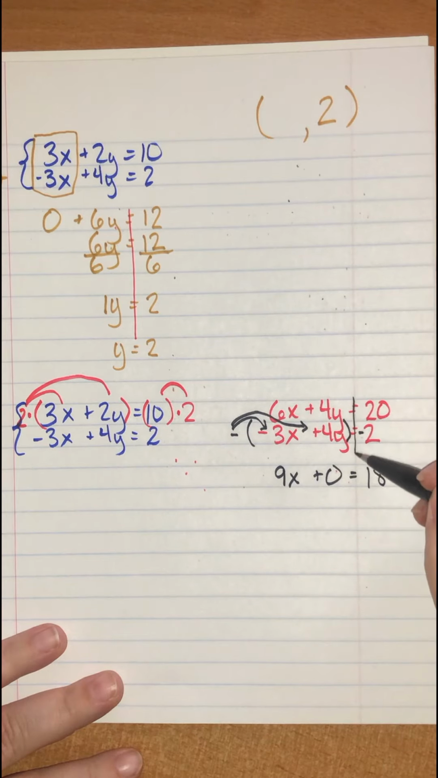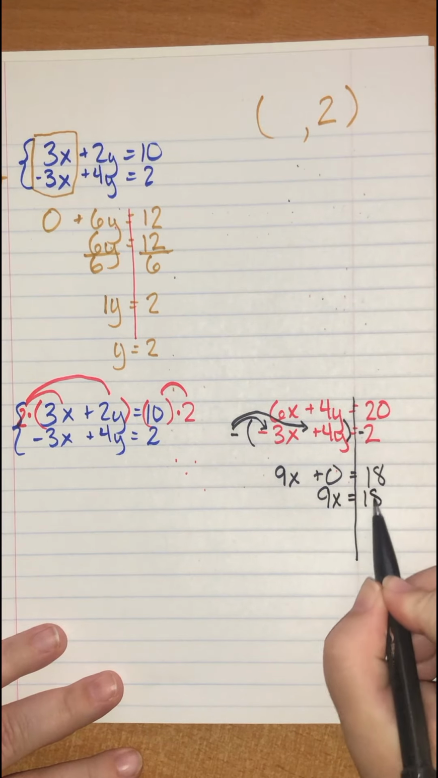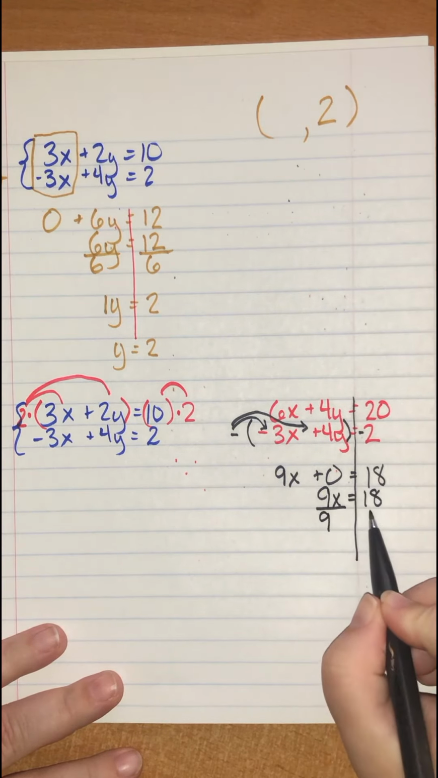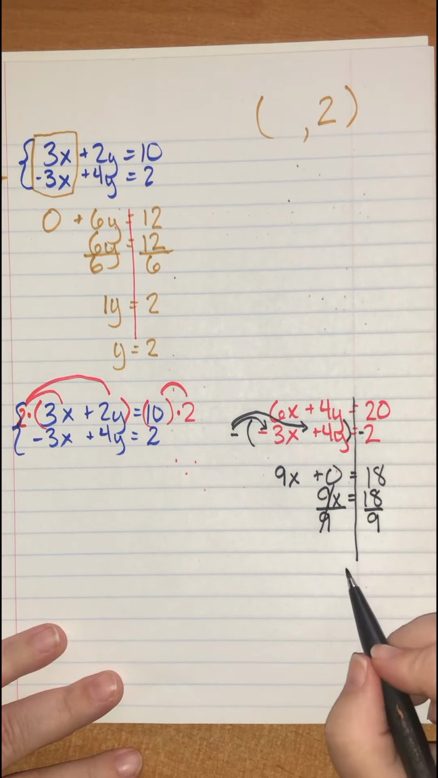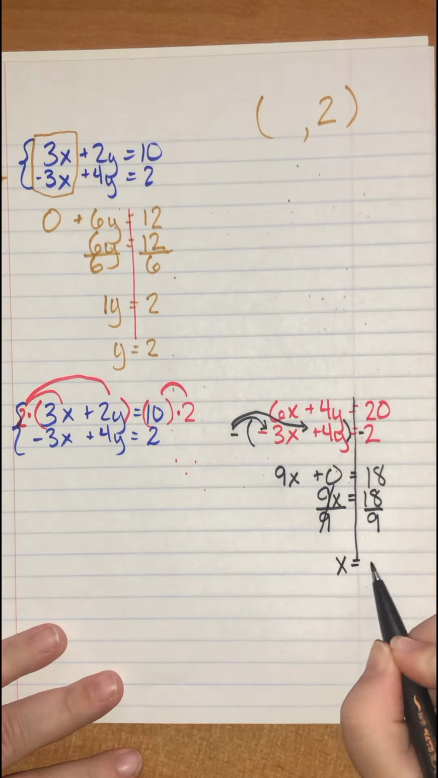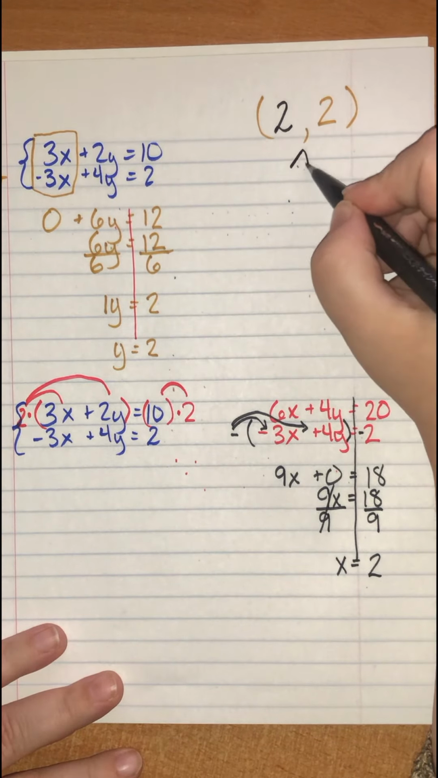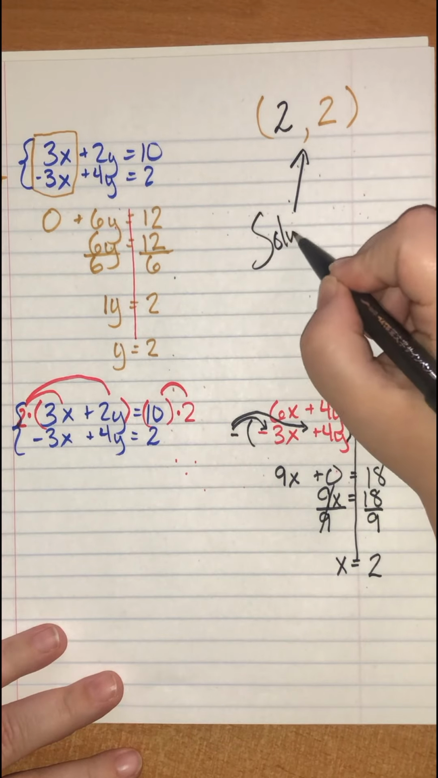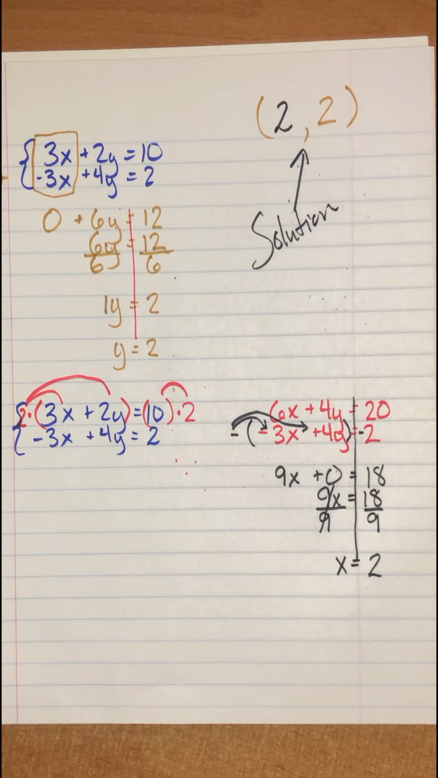And let me go ahead and keep that habit of doing that line so we can see where things are. I'm going to rewrite 9x equals 18. I'm going to divide by x's coefficient, so that cancels out, and I know that x is going to equal 2. So if I fill it in up here, this is my solution to the system of equations using elimination.